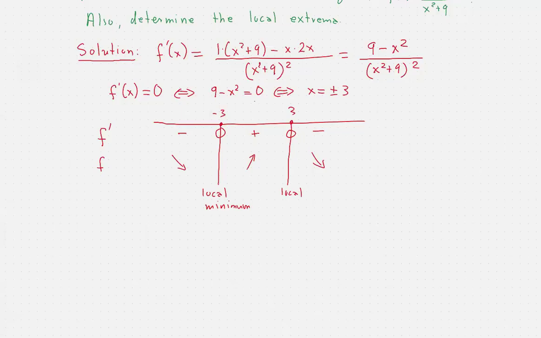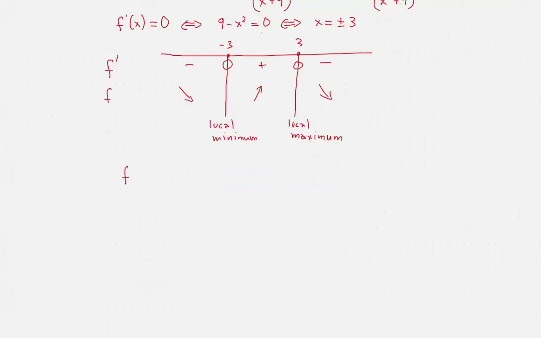And as for the intervals of monotonicity, we can give our answer by saying that f is decreasing on negative infinity to negative 3. f is increasing on negative 3 to 3. And f is decreasing on 3 to positive infinity. And that's it.